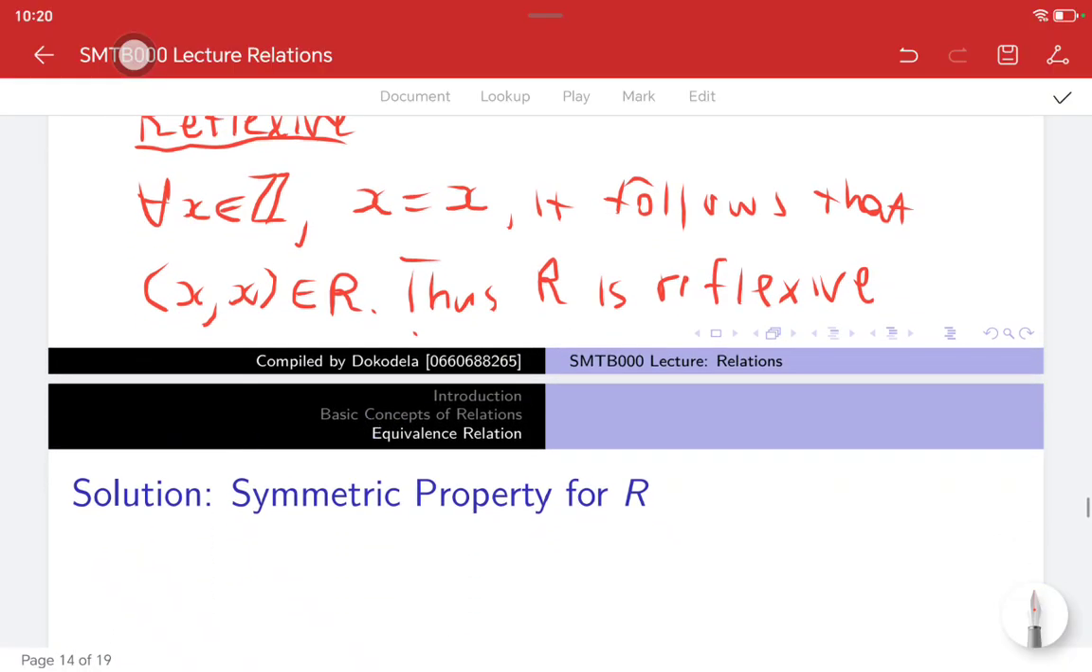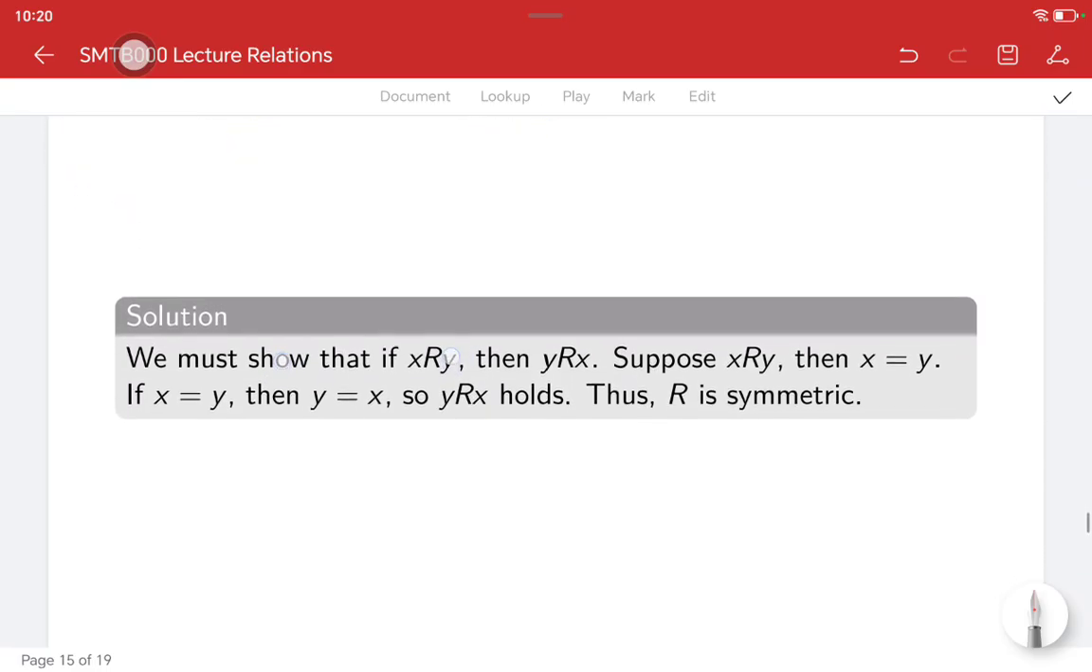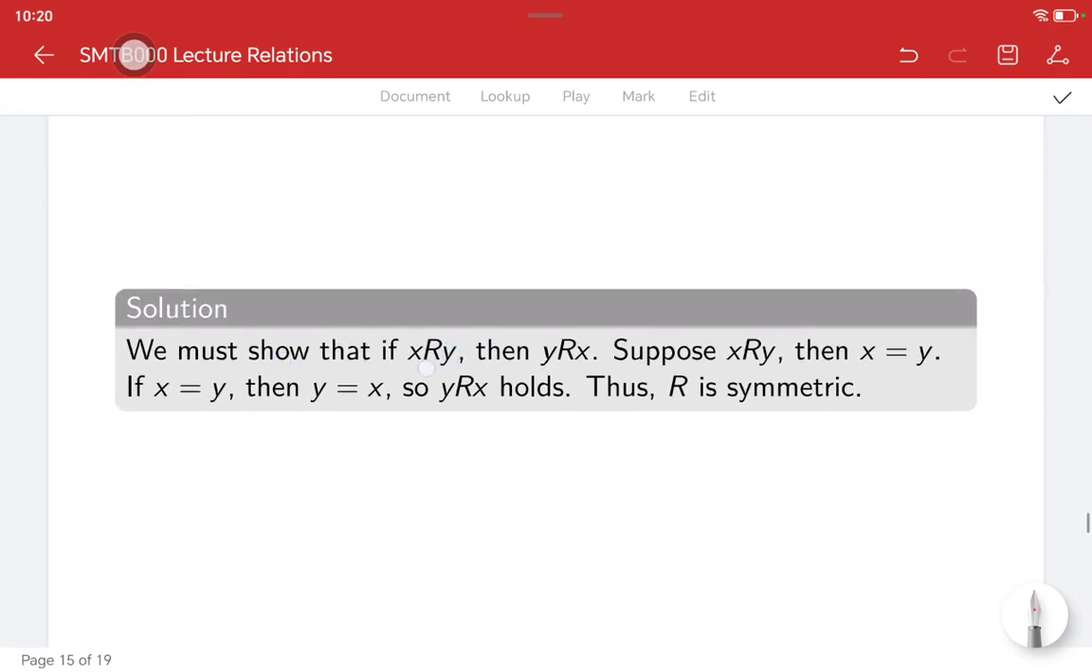So now we come to showing that this is symmetric. If we want to show that if this, then this, that's what you must show for symmetric. So we must show that this is A and this is that. Then we suppose that X is related to Y, because that's the assumption that we must take. That's the original statement we're given. We must suppose that X is related to Y. Then we show that Y is related to X. How are we going to show that?